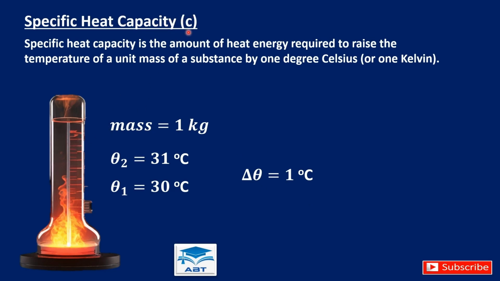It is denoted by the letter C. So specific heat capacity is the amount of heat energy required to raise the temperature of a unit mass, that is, the mass should be 1, either kilogram or grams, of a substance by 1 degree Celsius or 1 Kelvin. So the only thing that changes here is the unit mass. For heat capacity, the unit mass doesn't matter, but for specific heat capacity, there should be a unit mass of a substance.